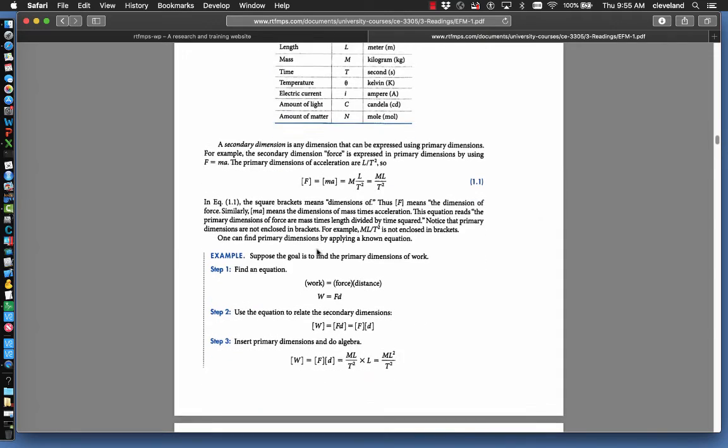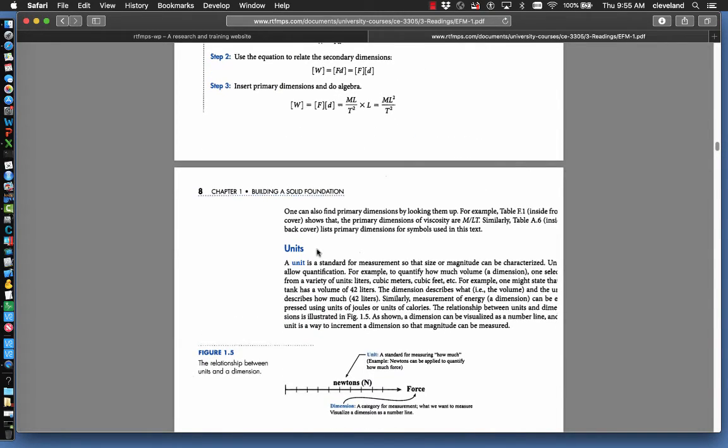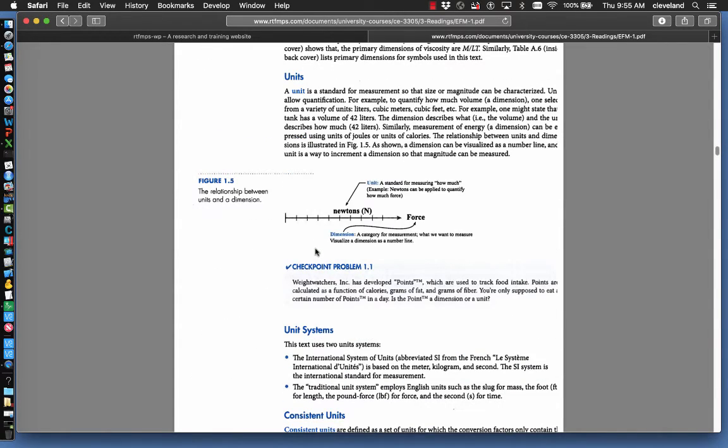The dimensions and units we'll pick up in face-to-face, more or less. We'll have a quick discussion of it here before we conclude this third video. So dimensions and units. Easy to confuse because they're quite related. Dimensions are things that can be measured.